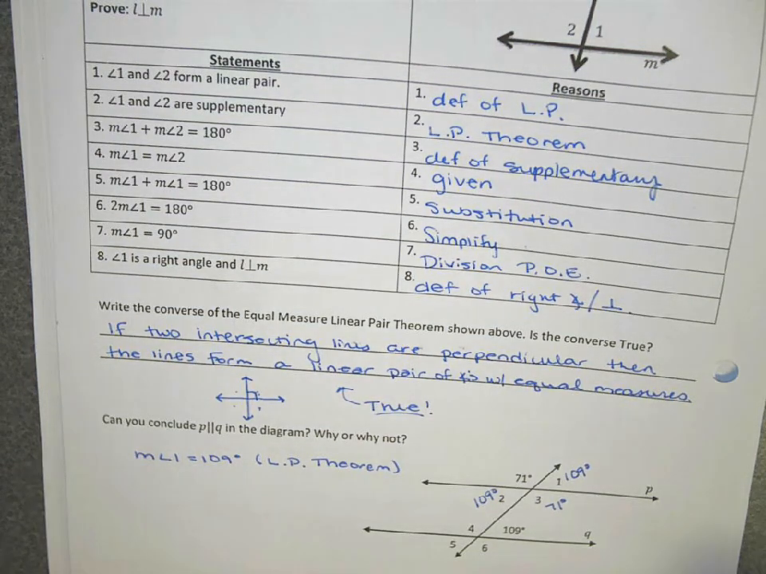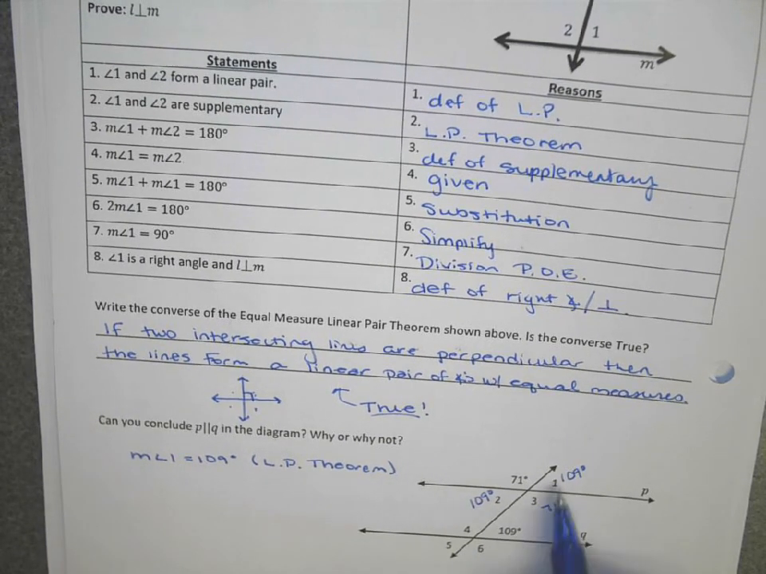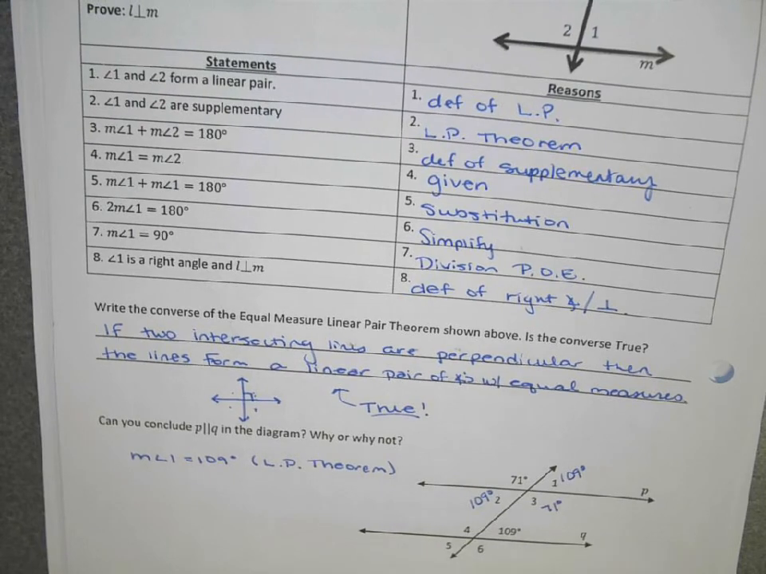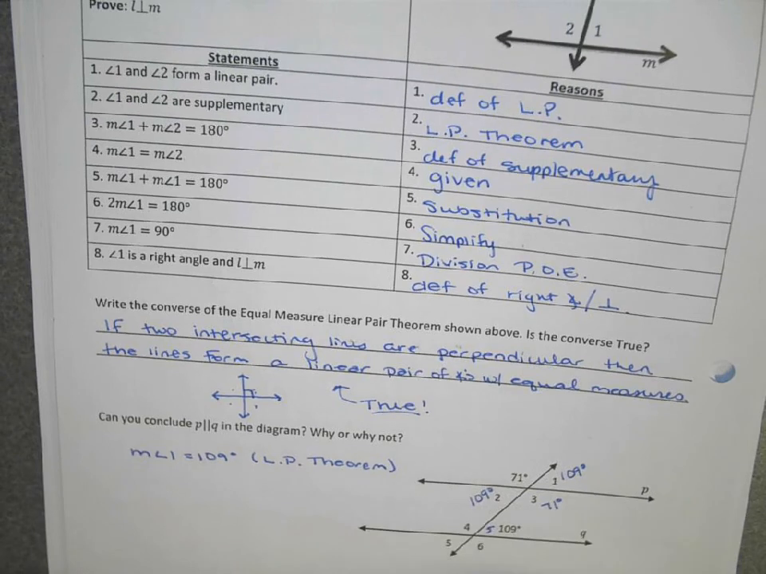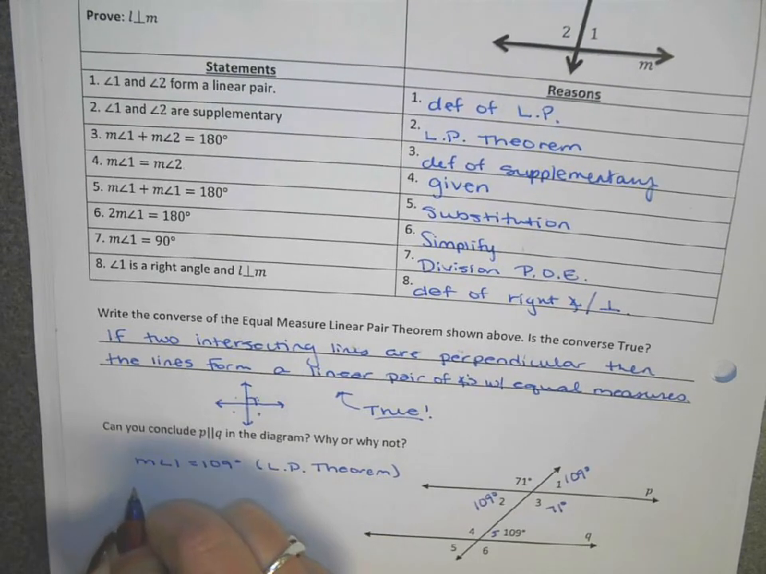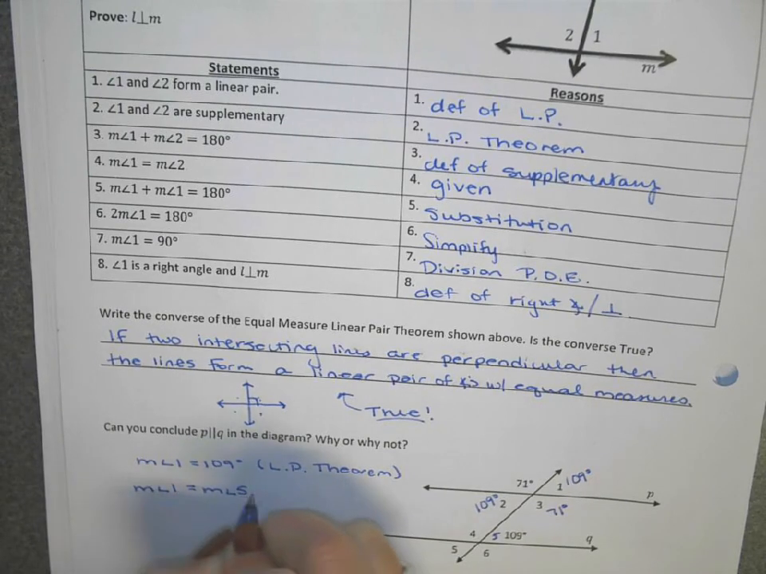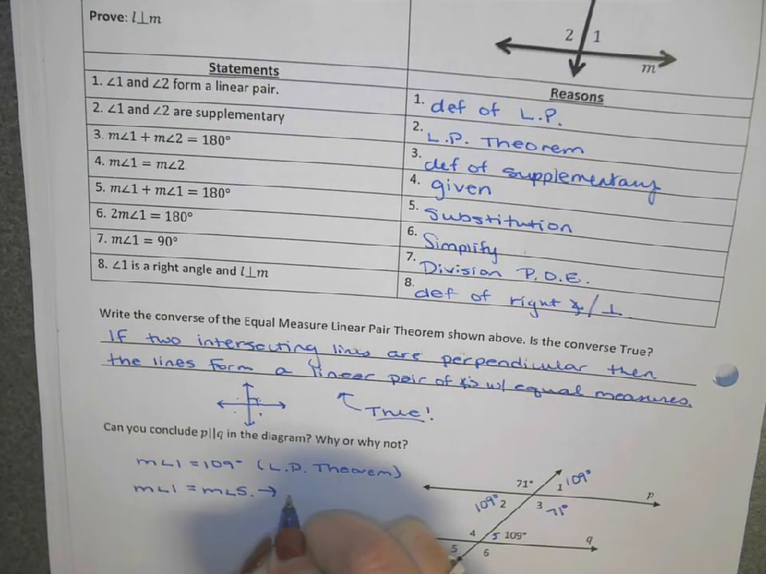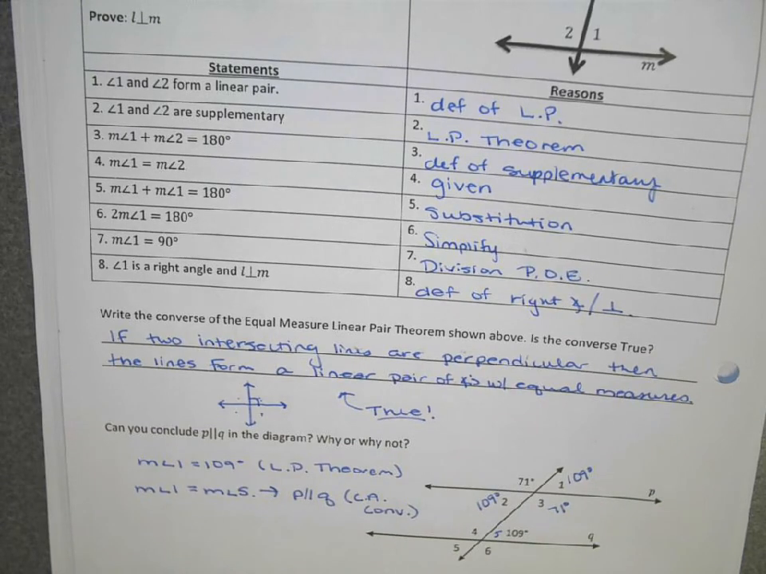So since 1 and this angle down here are corresponding angles, we know that the lines have to be parallel. So we'll say that that's 5. So 1 is the same as 5. We can see that the measure of angle 1 equals the measure of angle 5, which then leads to P being parallel to Q because of the corresponding angles converse. Okay, so that would be one way.